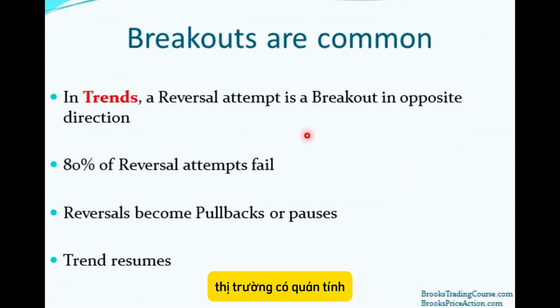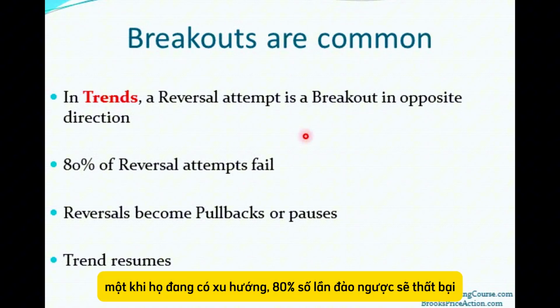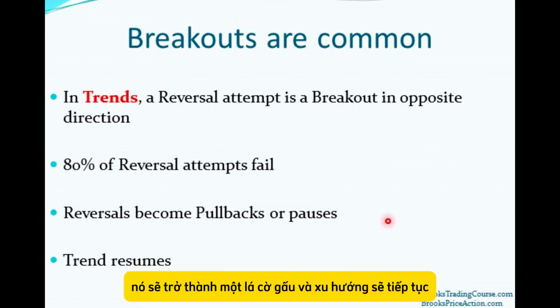However, the markets have inertia, and they tend to continue to do what they've been doing. If they're in trading ranges, 80% of attempts to break out will fail. Once they're in a trend, 80% of reversals will fail, and the reversals just become pullbacks. So if you're in a bear trend and you have a reversal attempt, 80% of the time it'll become a bear flag and the trend will resume.